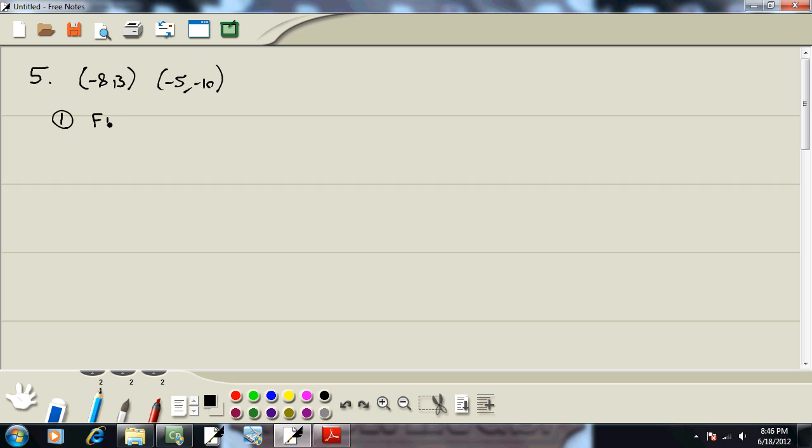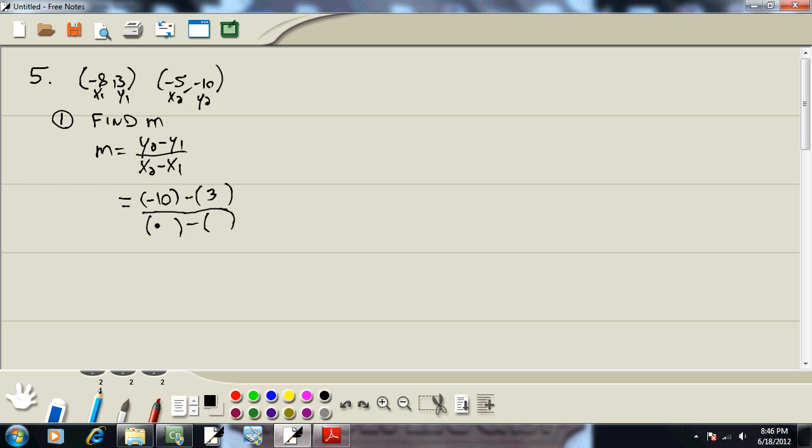First thing we need to do is find m. Well, again, we have a formula for this. M is equal to y2 minus y1 over x2 minus x1. This is our first point, so this would be x1, that's y1. This is my second point, so that'll be x2, y2. We'll put parentheses where the variables are. y2 we said was -10, y1 is 3, x2 is -5, and x1 is -8.